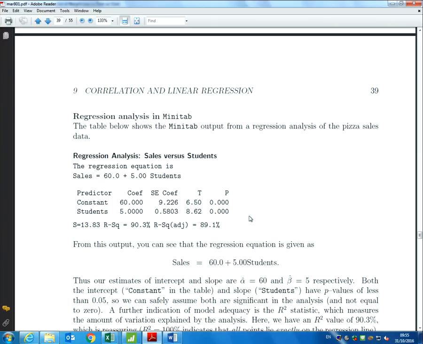We've also got an equation, haven't we? How do we predict sales? Well, you would multiply the number of students by 5 and add it to 60. Is that model any good? Does it have a high predictive quality? Well, the R² value is over 90%, so you would say, yes, that's good.